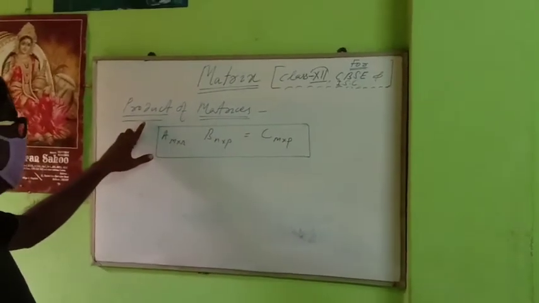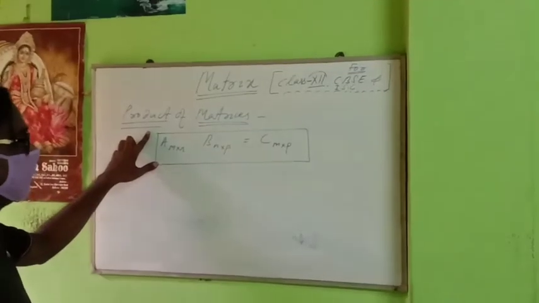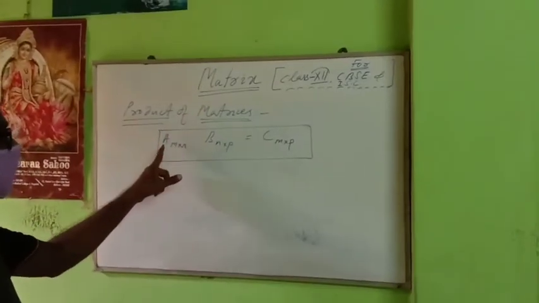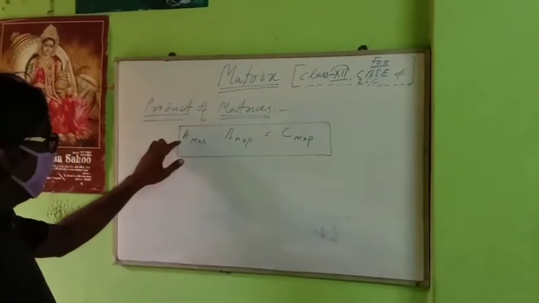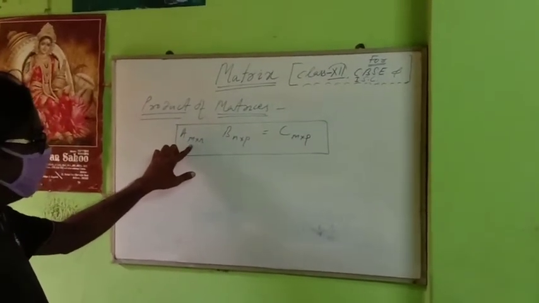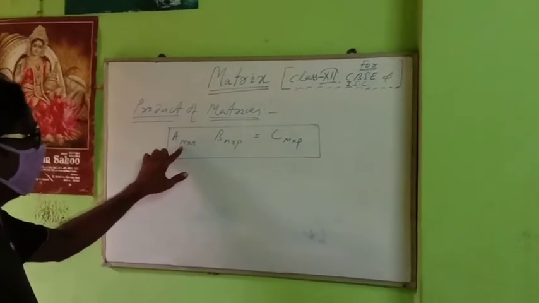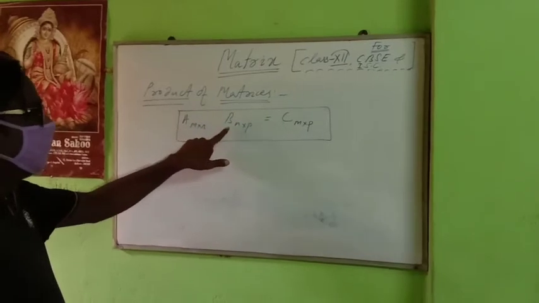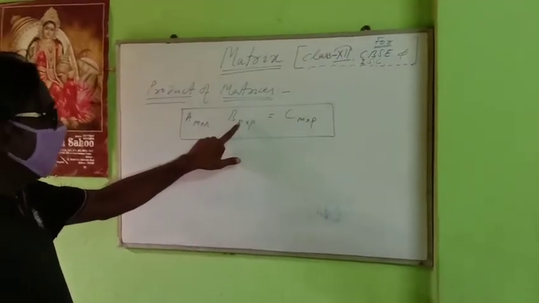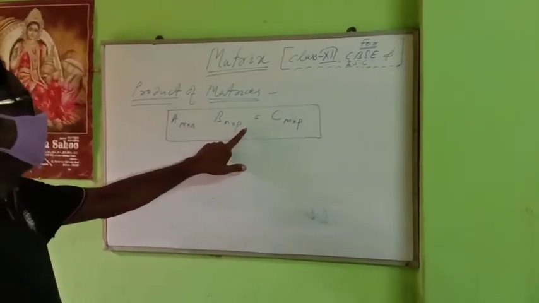Now we are discussing the product of matrices. If two matrices we have to multiply, the condition should be: A is a matrix having order m by n, means m number of rows, n number of columns, and B is a matrix of order n number of rows, p number of columns.